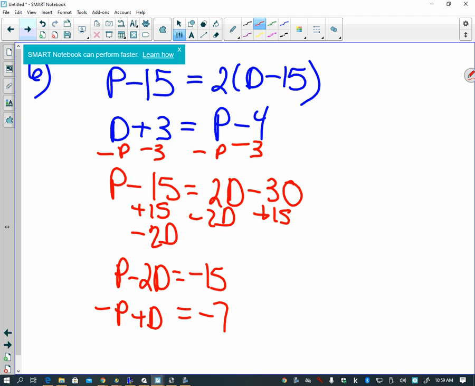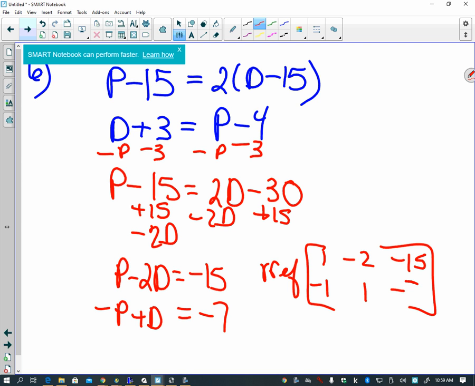All right, so what you're going to show me after all of that is RREF, and you're going to have 1, negative 2, negative 15. You're going to have negative 1, positive 1, negative 7, and you're probably going to get 1, 0, 0, 1, and then your numbers there and there for P and D. Right? Sorry, do I need to scroll that up a little bit?